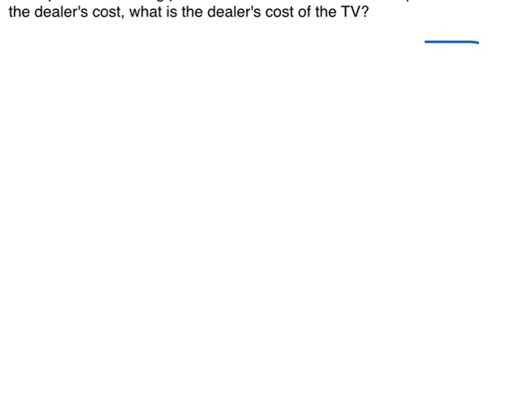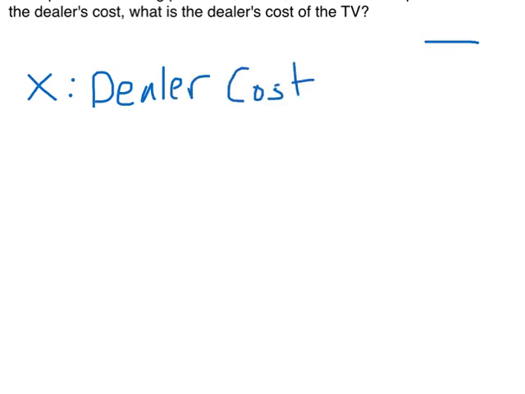So since they're asking us to find the dealer's cost of the TV, let's call that X. So X is going to be the dealer cost. Okay. The next thing we need to do is let's write an expression for what the cost of the sale price of the TV is going to be. Because we already know the dealer's cost is X.